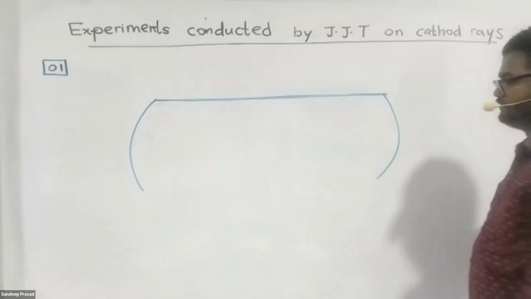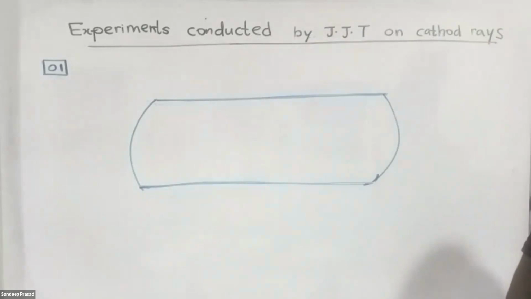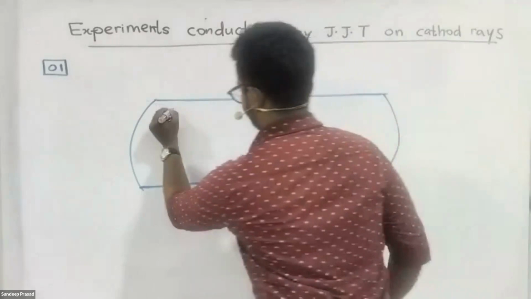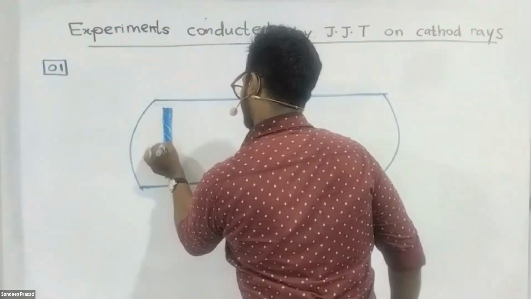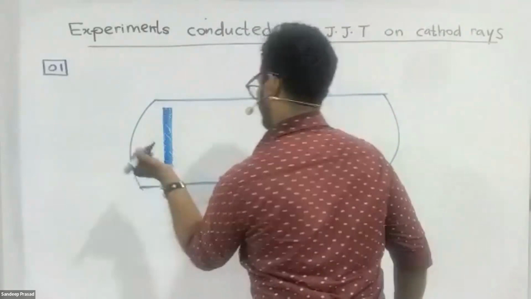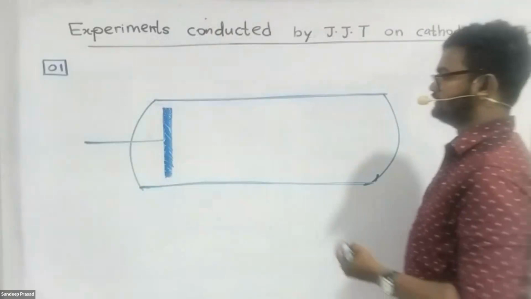This kind of cathode ray tube, in this way. Right, and this is the cathode. When you are drawing these things, draw nicely, okay? You can draw better than me because my drawings are completely out of this world. Okay. Understood.